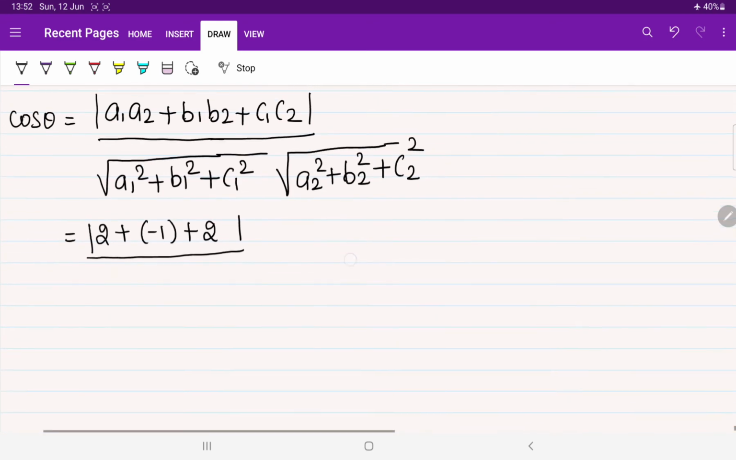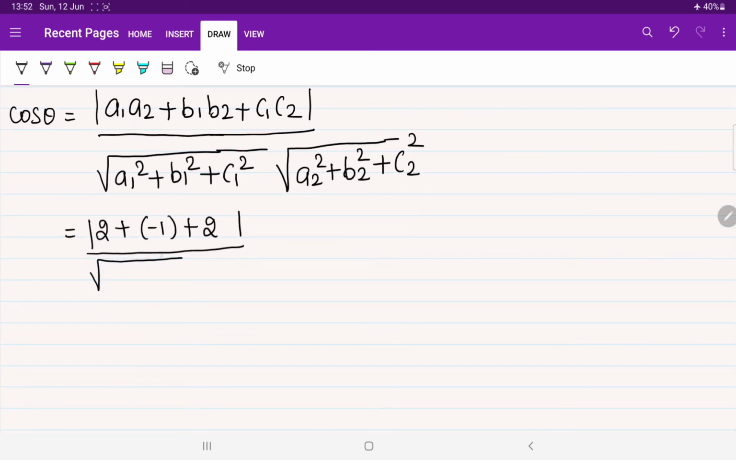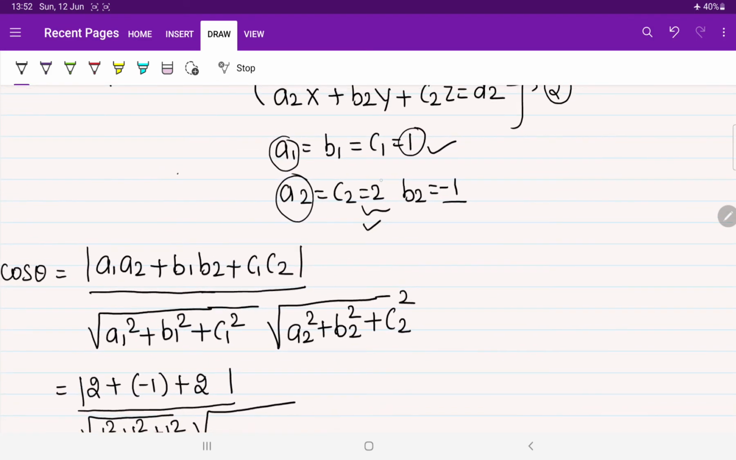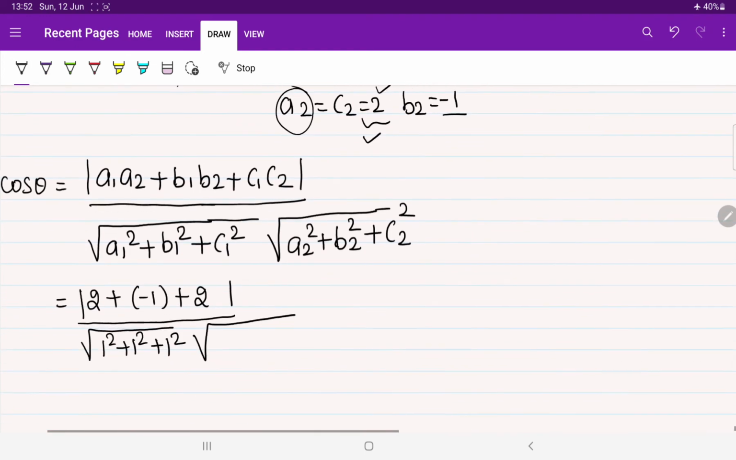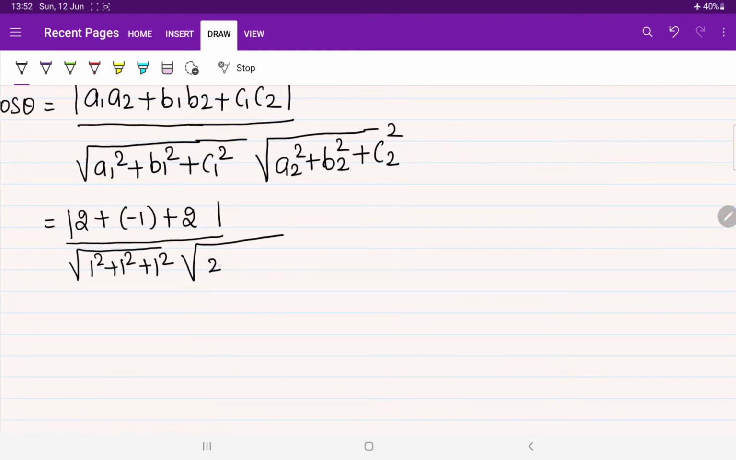Let us go to the denominator. In the denominator, we know a1, b1, c1 all are 1. So 1 square plus 1 square plus 1 square will become root 3 simply. Keep your attention with the second one also. a2 square, b2 square, c2 square. a2, 2 square, b2, minus 1 whole square, c2, 2 square. That will become 2 square, minus 1 whole square, which is 1 square, again 2 square.